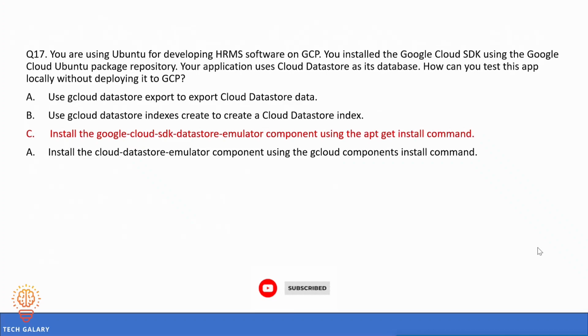Let's check option D. Install the Cloud Datastore Emulator component using the gcloud components install command. Here the datastore emulator is installed using apt and not gcloud. So the command itself is wrong. So this is not correct. So let's check option C. Install the Google Cloud SDK Datastore Emulator component using the apt-get install command. This option is correct because the datastore emulator is installed using apt and not gcloud. When we install this emulator, we can test our application locally without deploying it to GCP. So the correct option is option C.